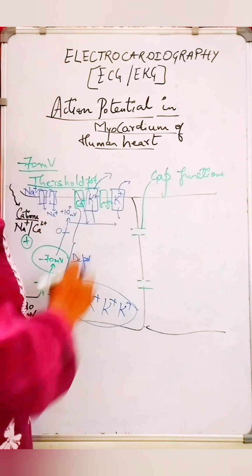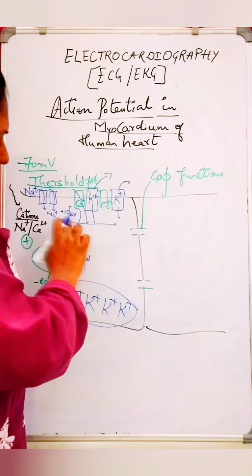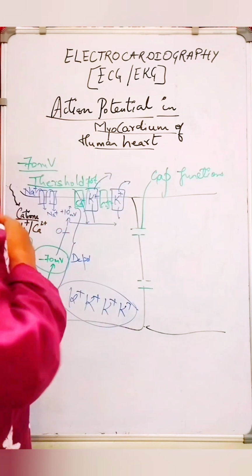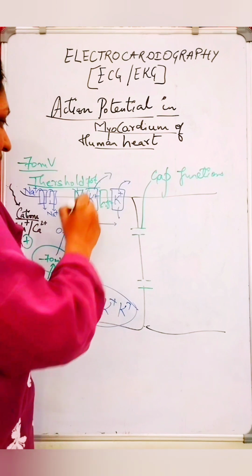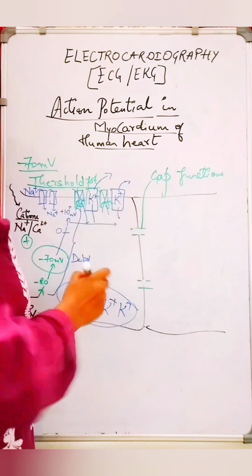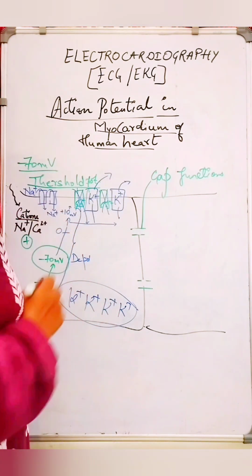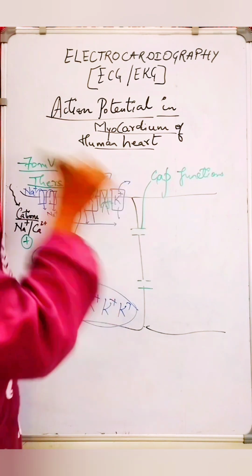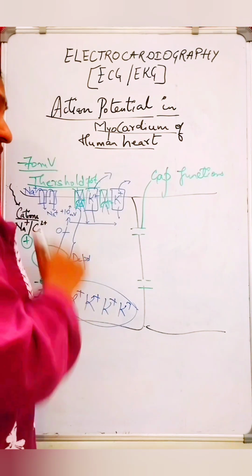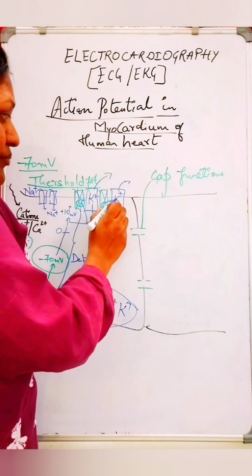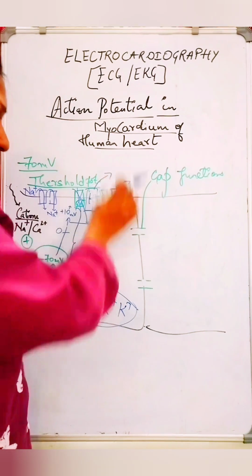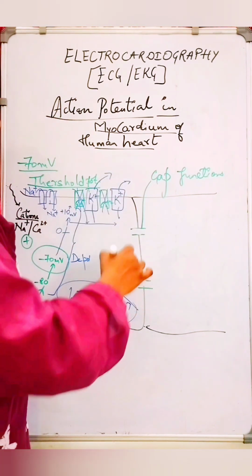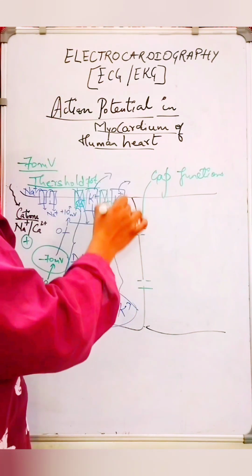Now, slowly, what happens during this course of time? Calcium channels will get closed. When calcium channels are closed, what is going to happen? Influx of calcium is not going to occur. Rather, you know that the potassium gated channel becomes hyperactive and more potassium is going to pass out.